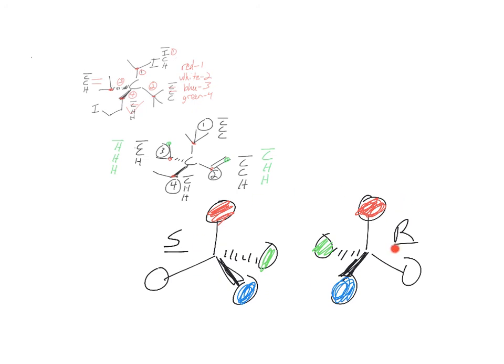So first you need to make sure these are correct. You do the rankings correctly. And then you map on whatever you ranked onto one of these, and whichever one fits, it aligns correctly. In this case, it would be red going up, white to the right, green coming at you, blue going away. Whatever one of these matches up, that's the right R/S configuration for that asymmetric center.